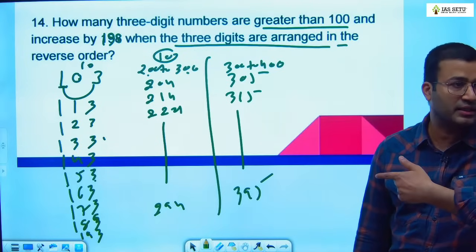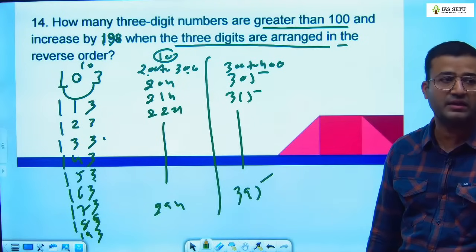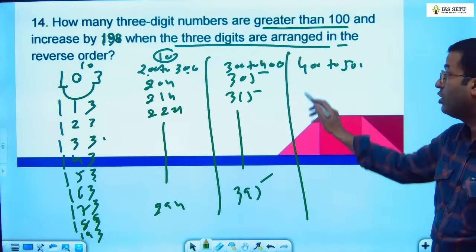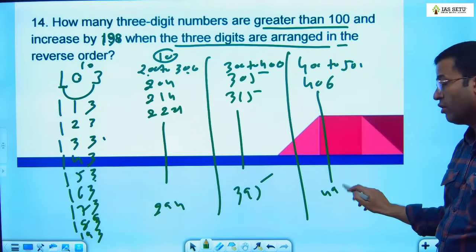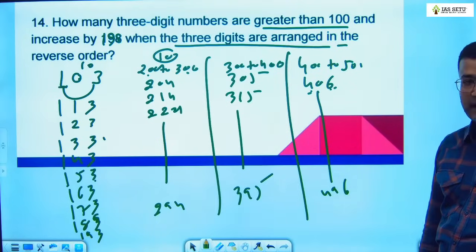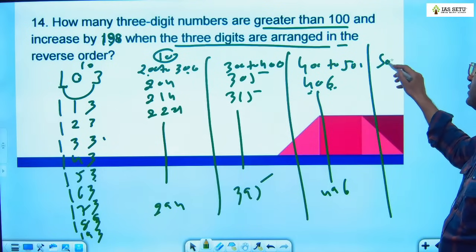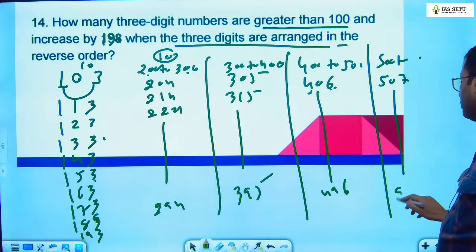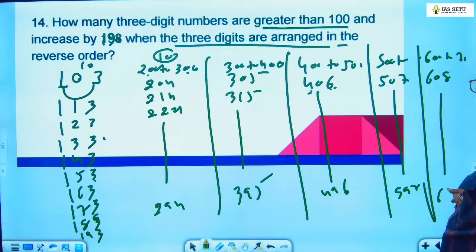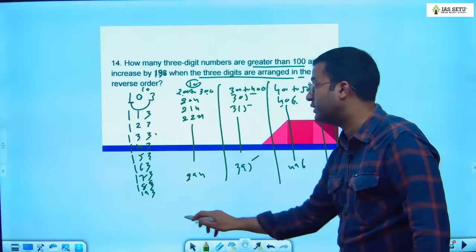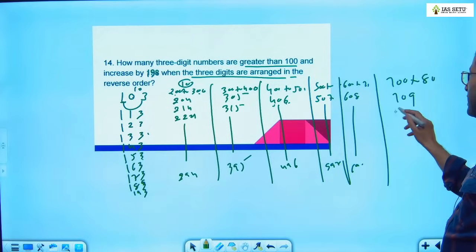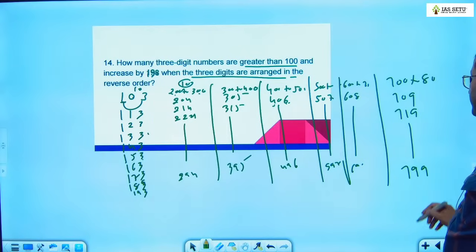The same question was asked in the Assistant Commandant CPF exam, and it was one level ahead, 400 to 500. Can you tell me the first number which satisfies the question? 406. What is the last number? 496. There should be a gap of 2. The tens place varies from 0 to 9; anything can come in the tens place. Then 500 to 600: 507 to 597. 600 to 700: 608 to 698. 700 to 800: which numbers will come? 709, 719, up to 799.